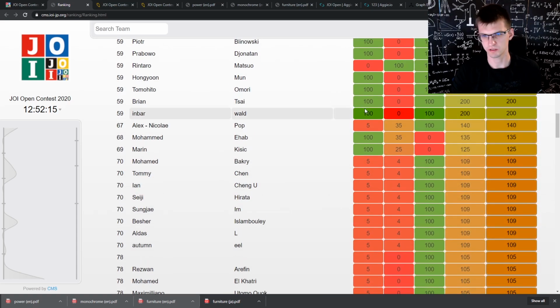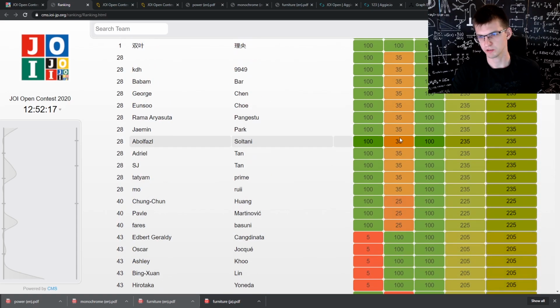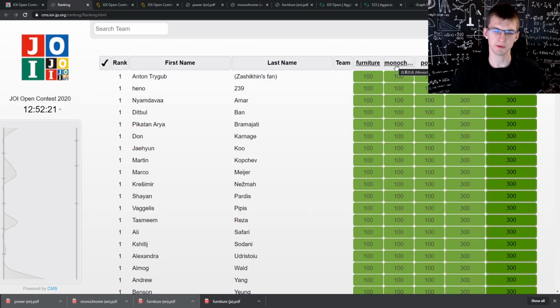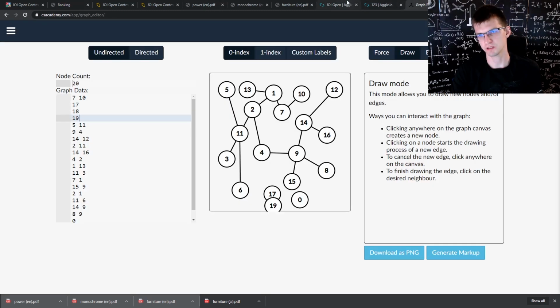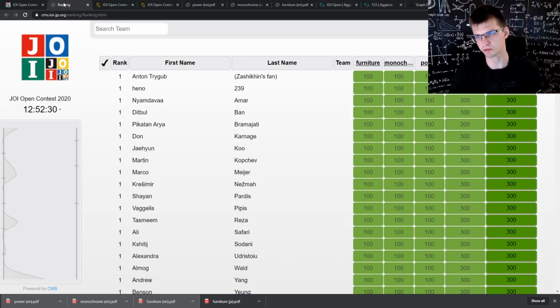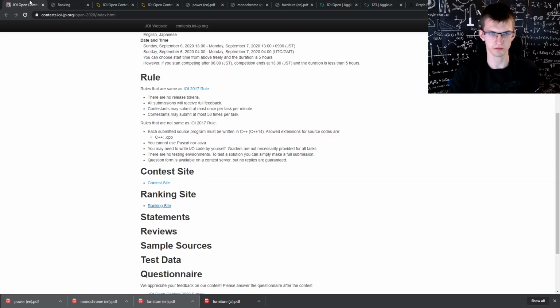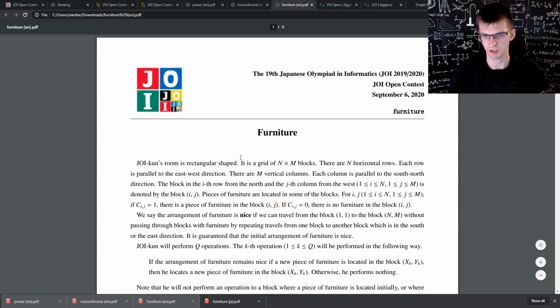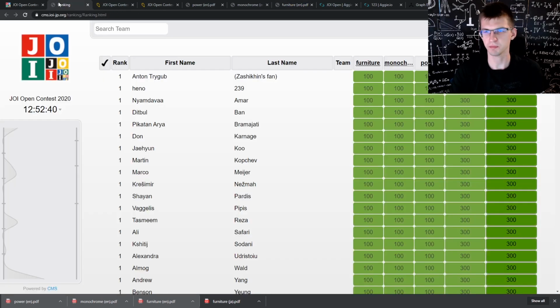Furniture is also easy. And then a lot of people have 35 here. Let's think a moment more on monochrome. But if I don't solve it in 10 minutes, I will give up. Because I didn't want to spend a lot of time. I will later read the editorial or just hear solution from somebody. So let's try some more with furniture then. No, I keep messing up the names.